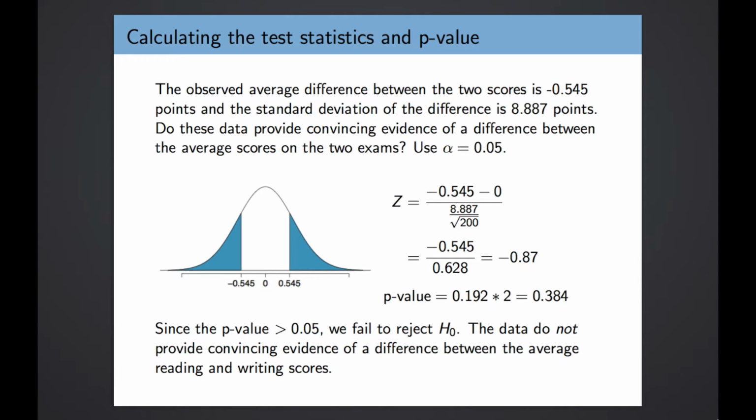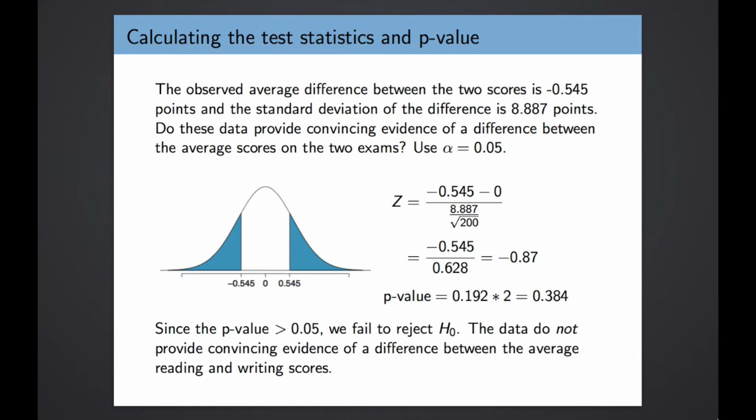We need information on the mean and standard deviation of the variable that we're looking at. So the mean of the difference variable is negative 0.545, and the standard deviation of the difference variable is 8.887. So we're going to use that information, and we're going to calculate our z-test statistic and then find the associated p-value for that test statistic. One thing to keep in mind is that we're doing a two-tailed hypothesis test. Our alternative hypothesis was that the difference is not equal to 0, so that could mean that the difference is greater than 0 or less than 0. It's not a directional hypothesis test, it's a two-tailed one.